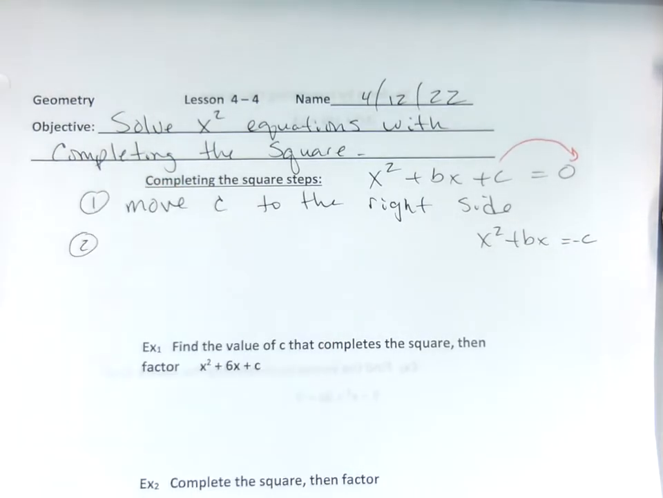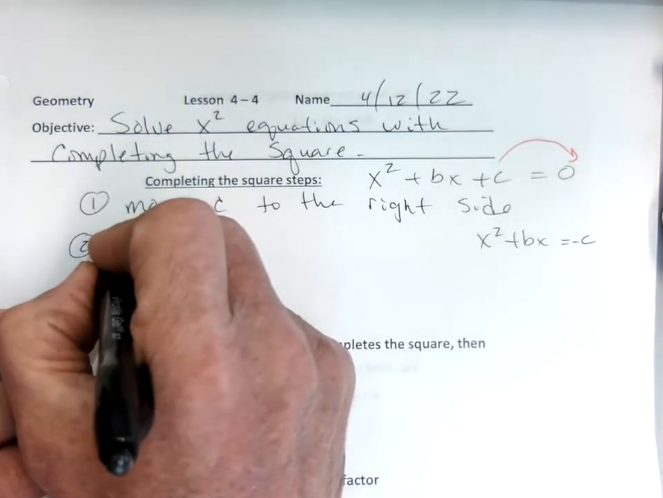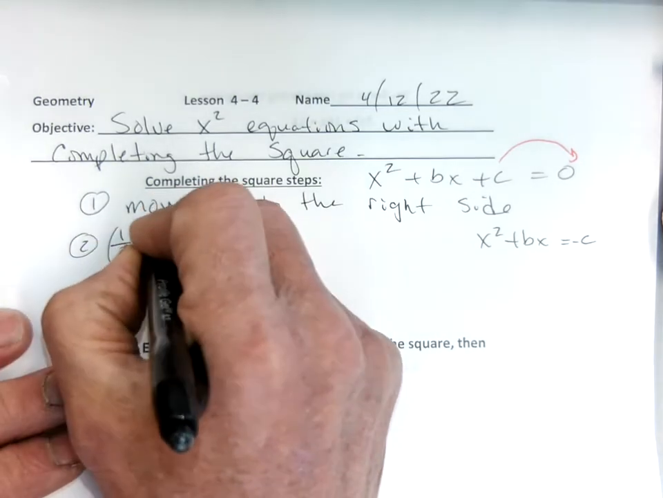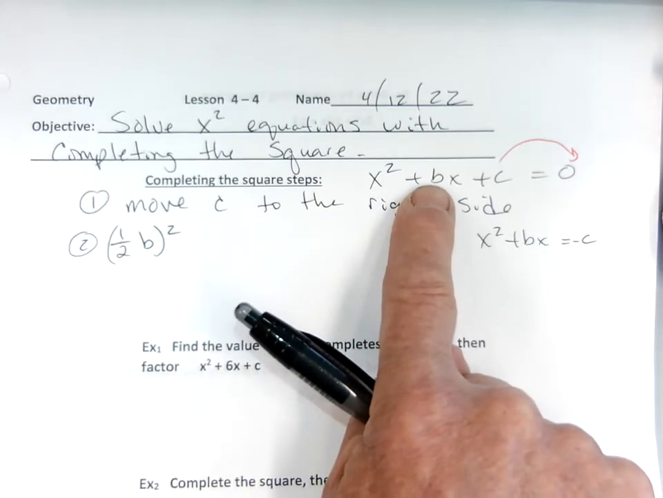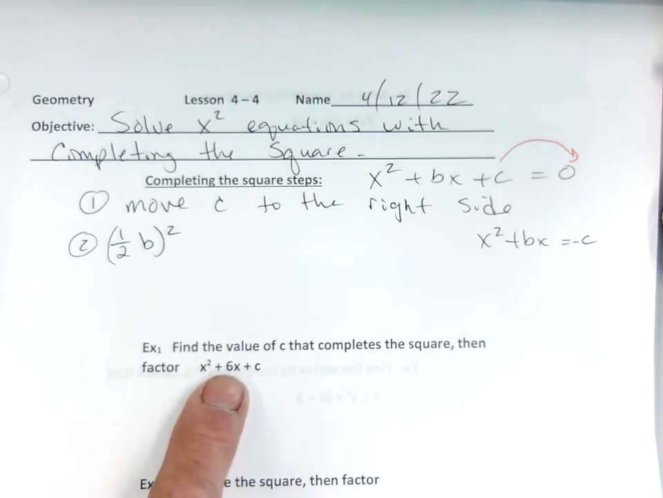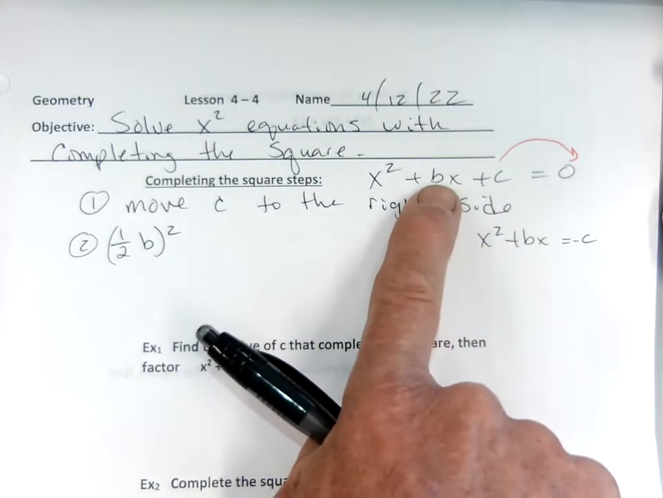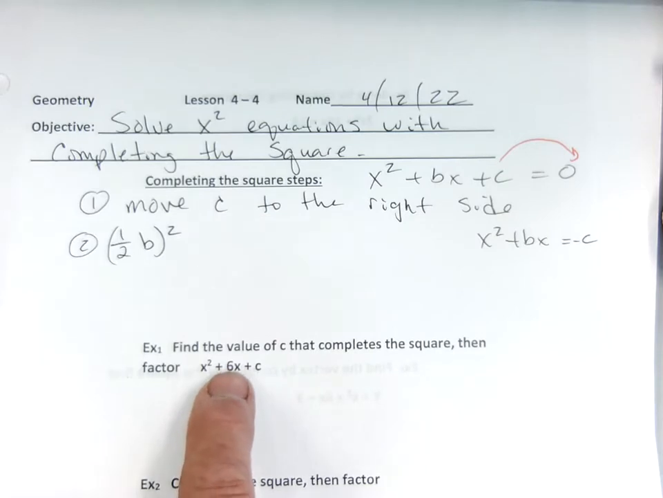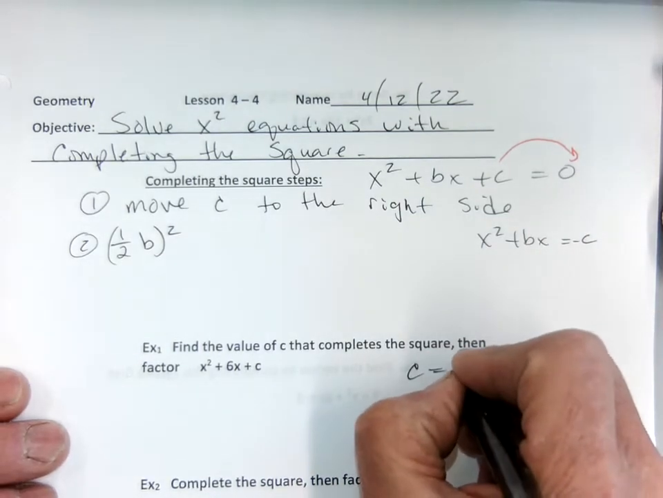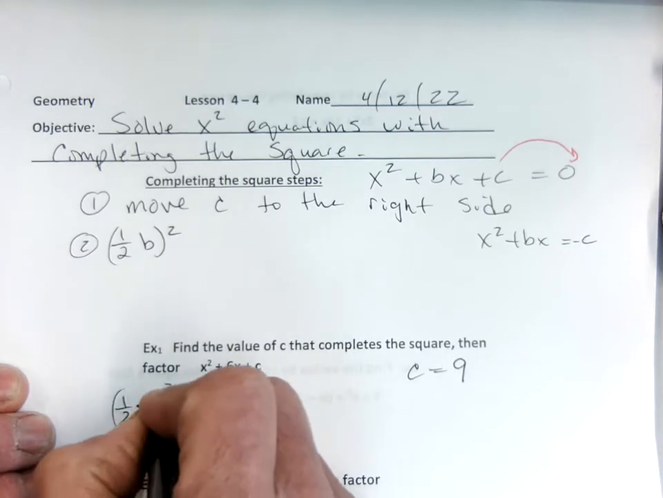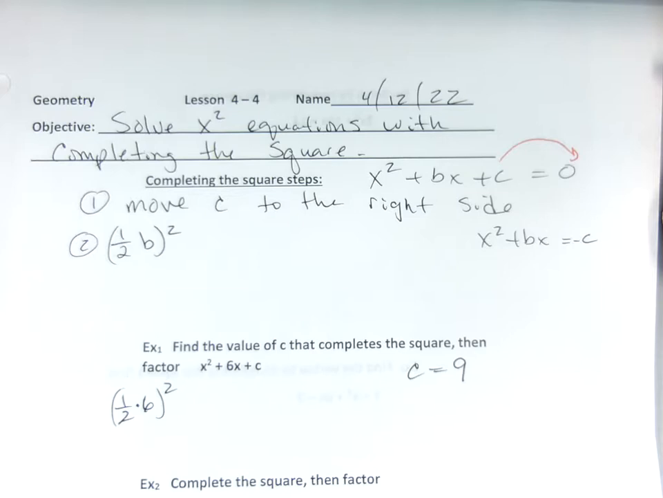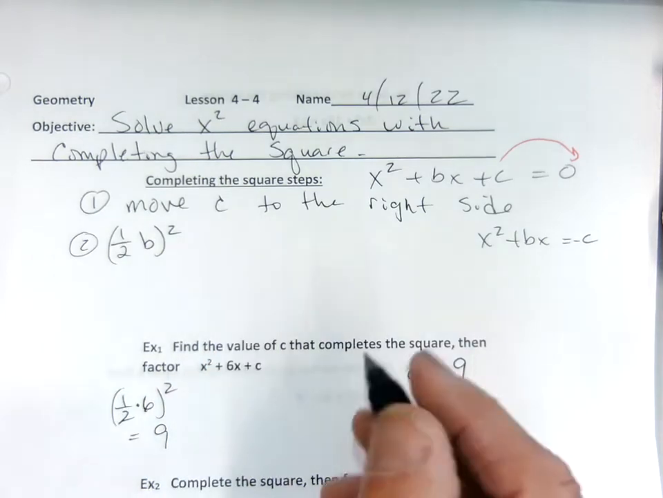Step 2: the second thing I'm going to do is take 1/2 of b and square it. Whatever b is, whatever this number is, just take half of it. In this case, half of 6 is 3, and square it. 3 squared is 9. So the value of c in this case has to be 9, because half of 6 is 3, and 3 squared is 9.